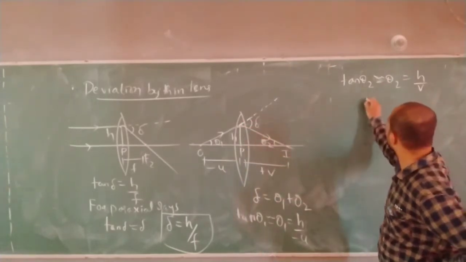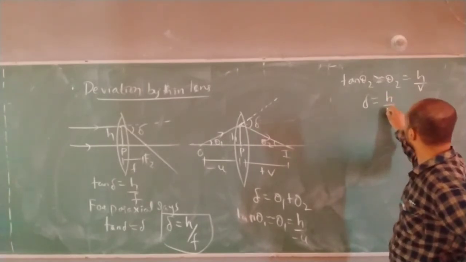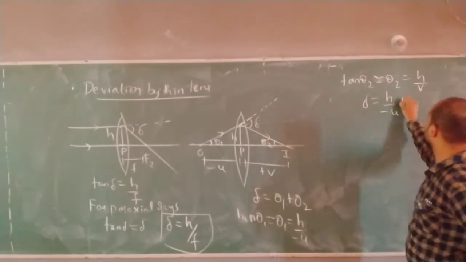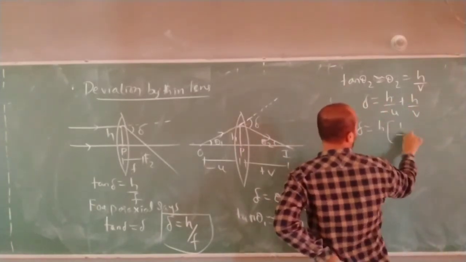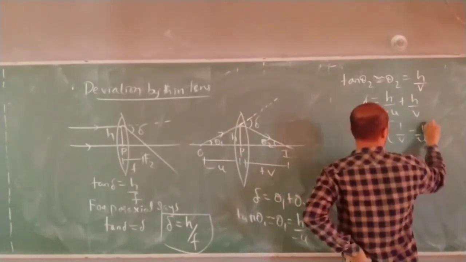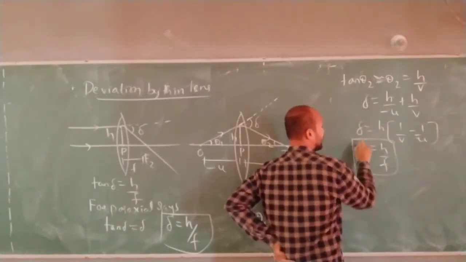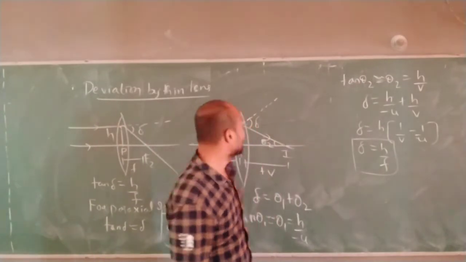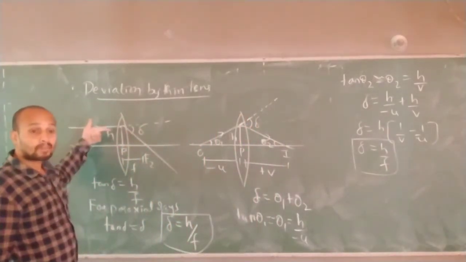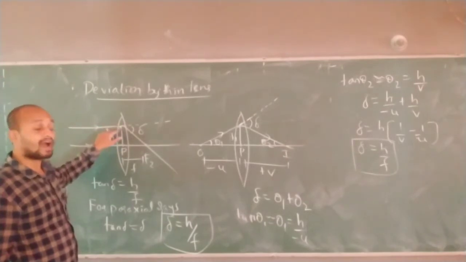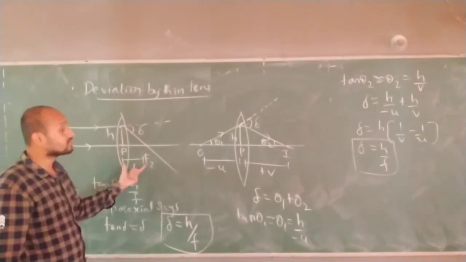So you substitute here, dou is equal to, again what you will get? H by minus u plus h by v, or dou is equal to h into 1 by v minus 1 by u. So dou is equal to h by f. So this is the standard format. Deviation is nothing but the height of the ray, perpendicular distance from the optical center to the height where it is meeting. That is the ratio of this h and the focal length.